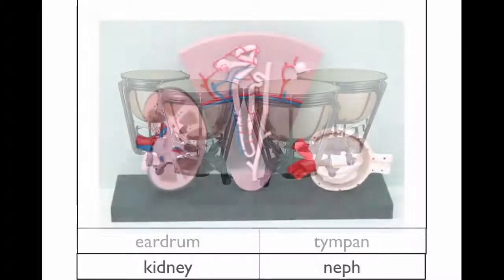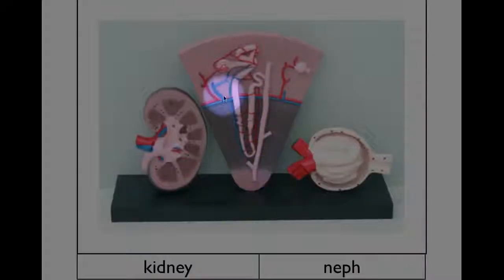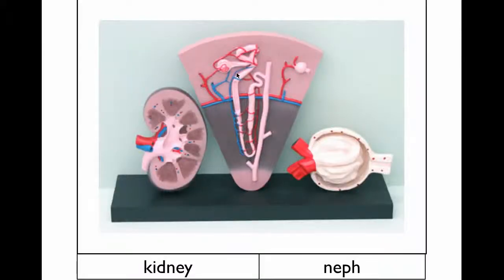This one you probably don't know, but neph, N-E-P-H, relates to the kidney. The functional unit of the kidney is the nephron. This is the actual nephron here. That is how the kidney is able to filter blood and produce a filtrate, which will eventually be urine.